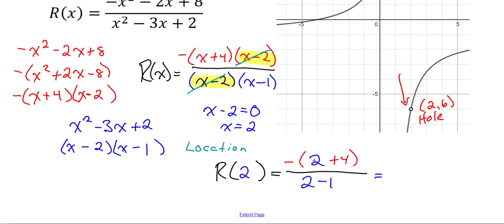And if we simplify, 2 plus 4 is 6, so that's negative 6. And this should be a negative here. I should have put a negative there because we went down. Divided by 2 minus 1, which is 1. So this tells us when x is 2, y is negative 6, and that's where our hole is.